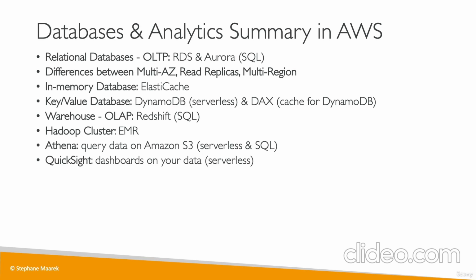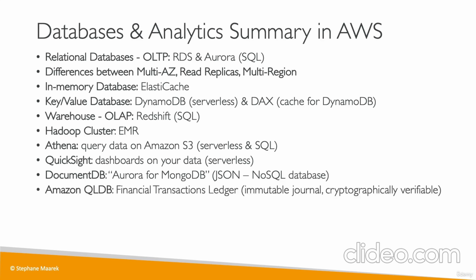QuickSight is a way to create dashboards, so visual and interactive visuals and so on, on your data in a serverless fashion. Then you would use Amazon QuickSight, also used for business intelligence. DocumentDB is what I call the Aurora of MongoDB. So anytime you see MongoDB, think DocumentDB, which is also using the JSON type of data sets. And this is a NoSQL database. So this is another NoSQL database on top of DynamoDB.